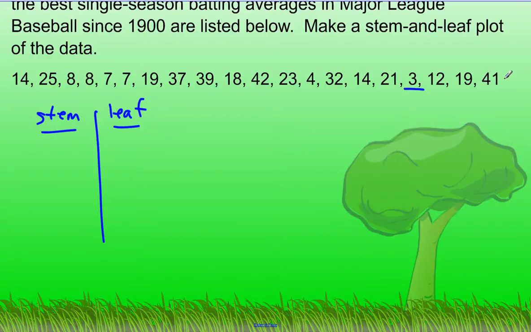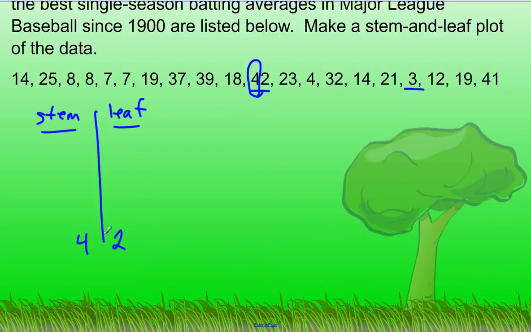Then you find the largest number. The largest number is, I'm seeing, 42. So, the way a stem and leaf plot works is you need to use some part of that number for the stem. Typically, if you have a 2-digit number like this, the first number is the stem. The second number would be the leaf.